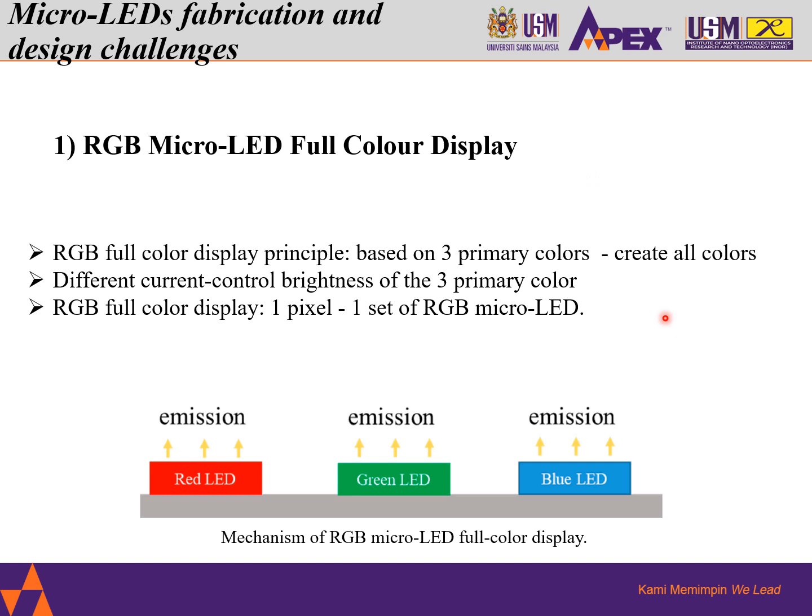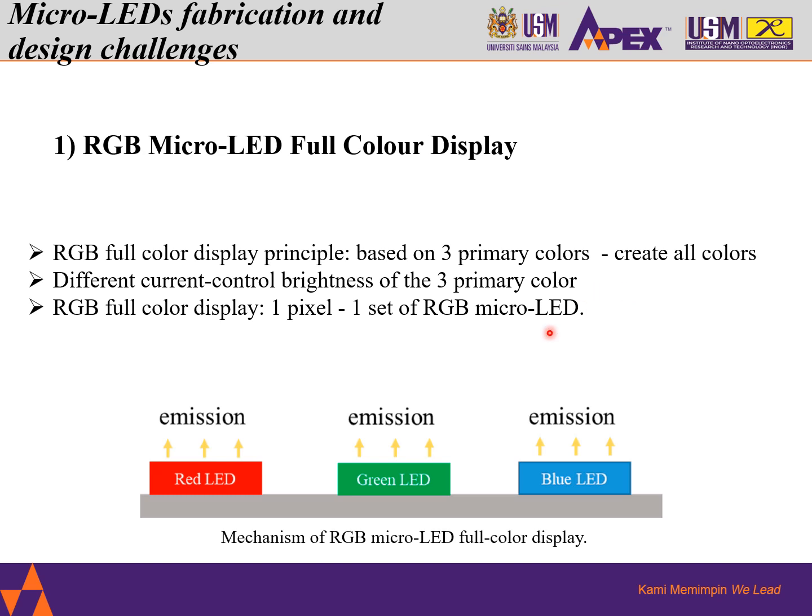Of course, you have to understand that with each of the micro LED devices, these devices have to emit RGB, all three red, green, and blue light. The RGB full display principle is based on these three colors, which can be combined to create all the variety of colors. It depends on a certain ratio setting. Different currents are applied to control the brightness of the three primary colors to achieve the full color display. So we can change the colors based on the current that we apply.